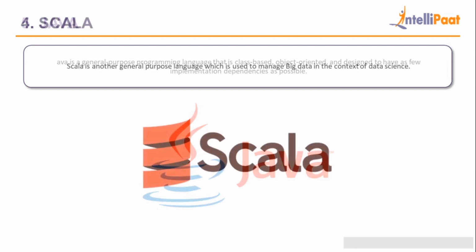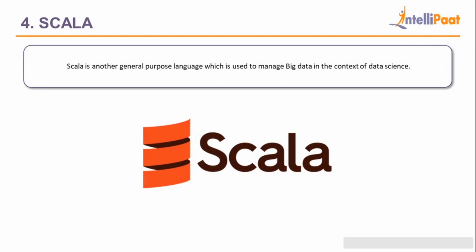Now let's move on to the next rank, that is Scala. Scala is another general purpose language which is used to manage big data in the context of data science. Scala is known for being very scalable. If you want to scale your program to be able to handle large amounts of data, then it is specially designed to do so. It can help you manage all the big data that is coming in with the help of tools like Apache Spark. This gives Scala the ability to perform parallel processing on large scales.